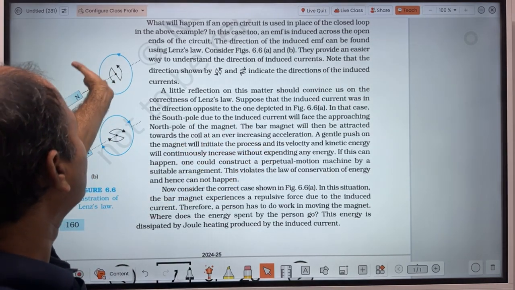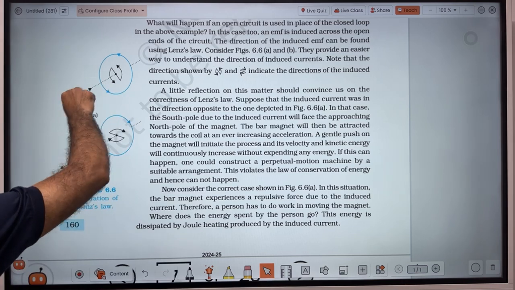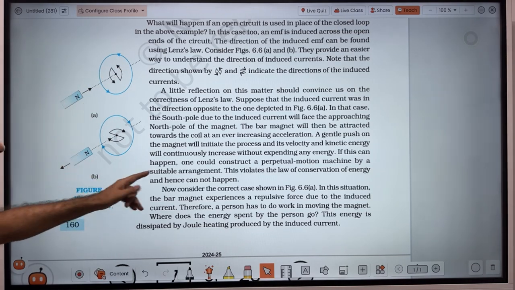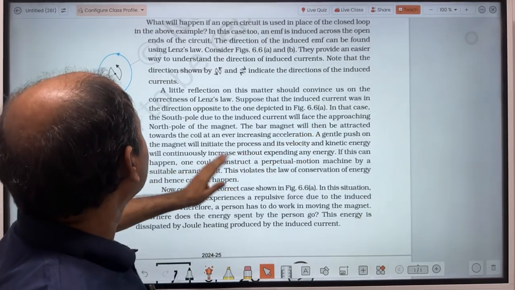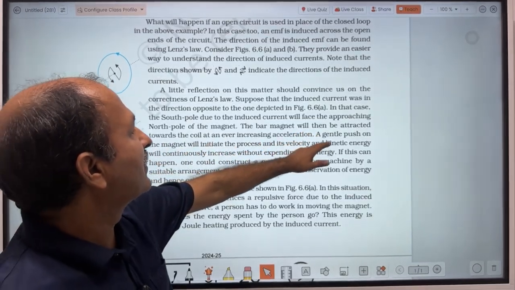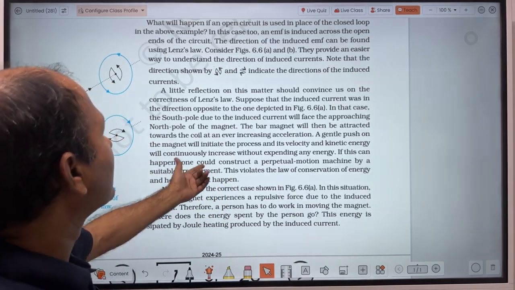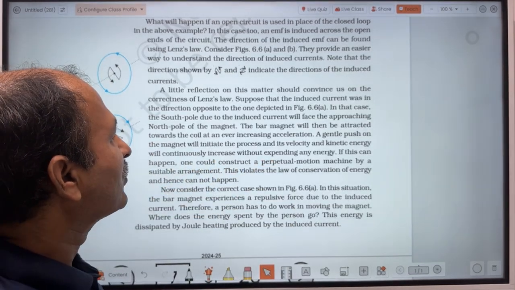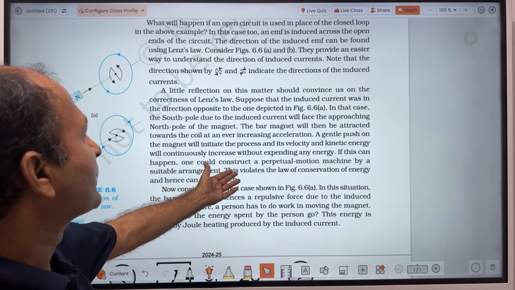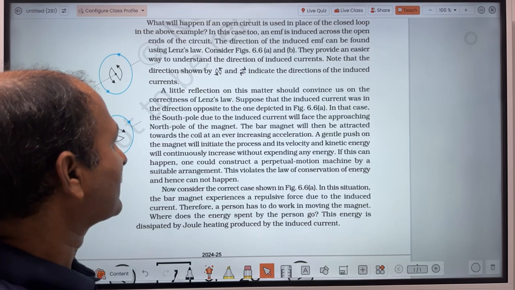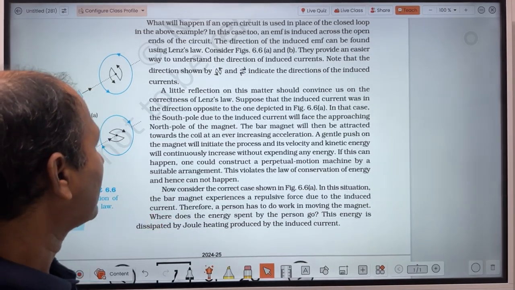Here in this case, suppose there is no north pole. In that case, what will happen? Here a south pole will be there, so there won't be any repulsion. Continuous attraction will be there. So if the speed goes on increasing, continuous acceleration will be obtained. So the bar magnet will be attracted towards the coil at an ever increasing acceleration. A gentle push on the magnet will initiate the process, and its velocity and kinetic energy will continuously increase without expending any energy. So if this can happen, one could construct a perpetual motion machine by a suitable arrangement. This violates the law of conservation of energy and hence cannot happen.